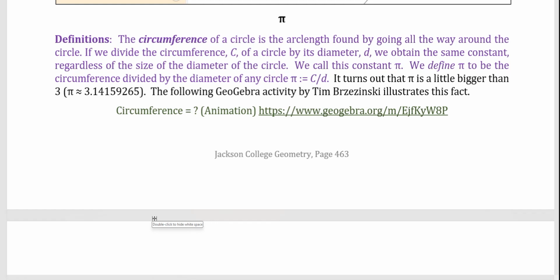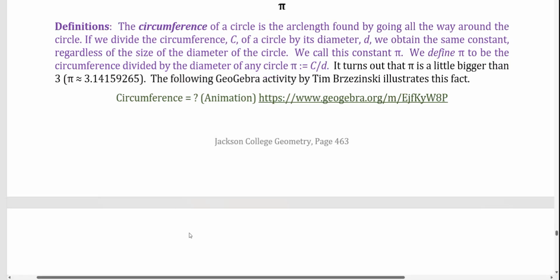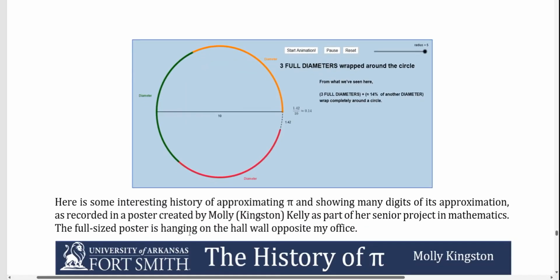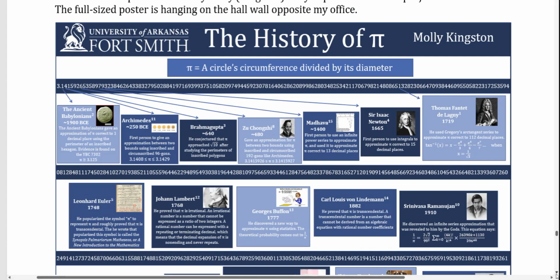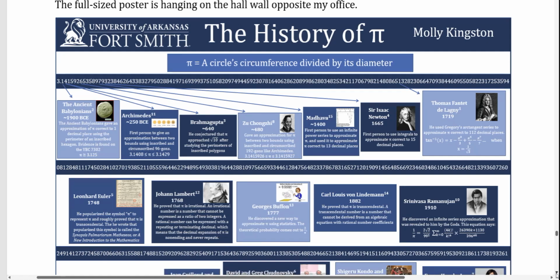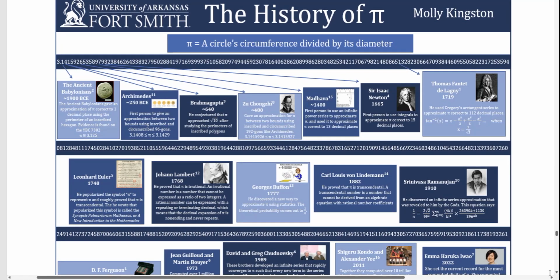It turns out pi is a little bit bigger than 3. To the limits of, say, a TI-84 calculator, it's about 3.14159265. But people have worked out the number of digits of pi to many, many, many digits. So I had a student recently, Molly Kingston Kelly, who worked out this poster. She did a big history of pi. So shout out to Molly for this poster that she put together. And here are many, many digits of pi, 3.14159 and so forth.